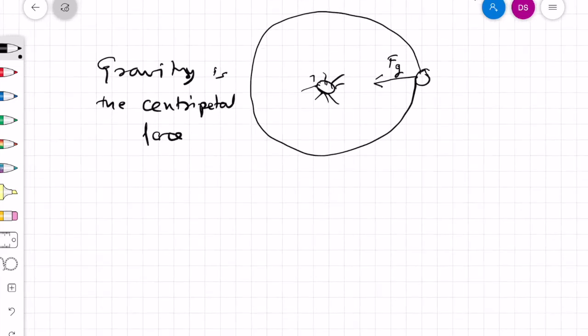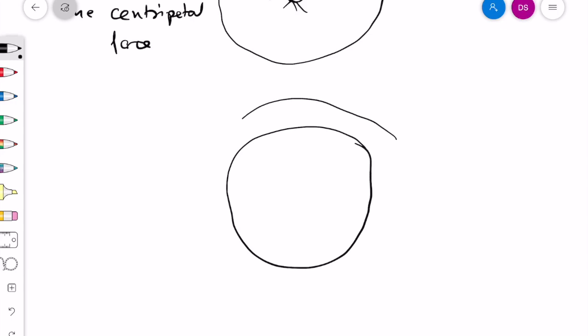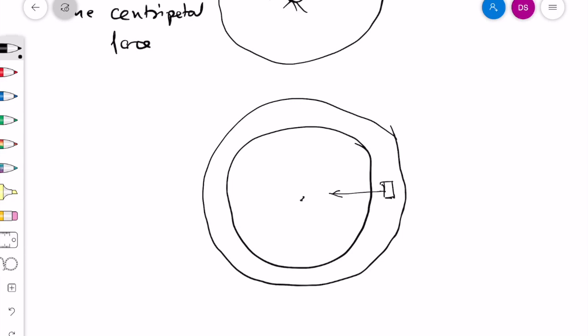Right? Let's look at another example. Suppose you have a circular track and you have a car that's going in a circle. This is our top view of the car. The car is following the circular track. Can you tell me what is the centripetal force? Which force is playing the role of the centripetal force in this case? Which is the force that's acting on the car and is always pointed towards the center of the circle? If you think about it, you'll realize that it's the force of static friction.